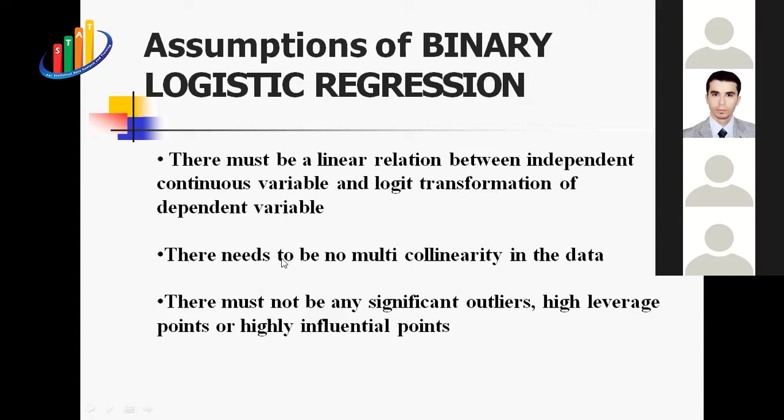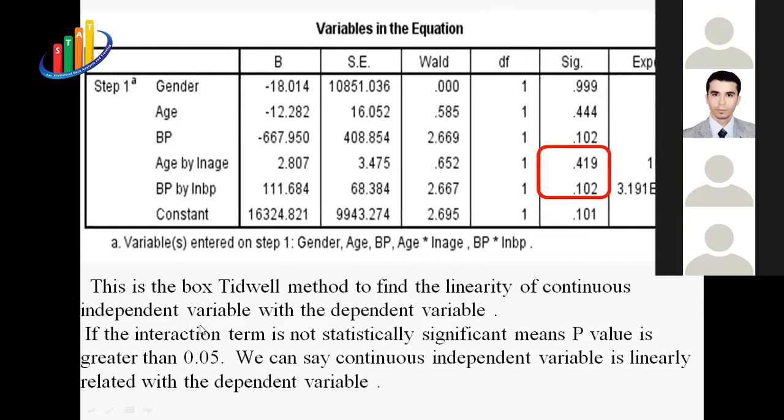After that, there needs to be no multicollinearity in the data. This means that the independent variables should not have any relationship with each other. And there must not be any significant outlier. Now I'll show these in SPSS.